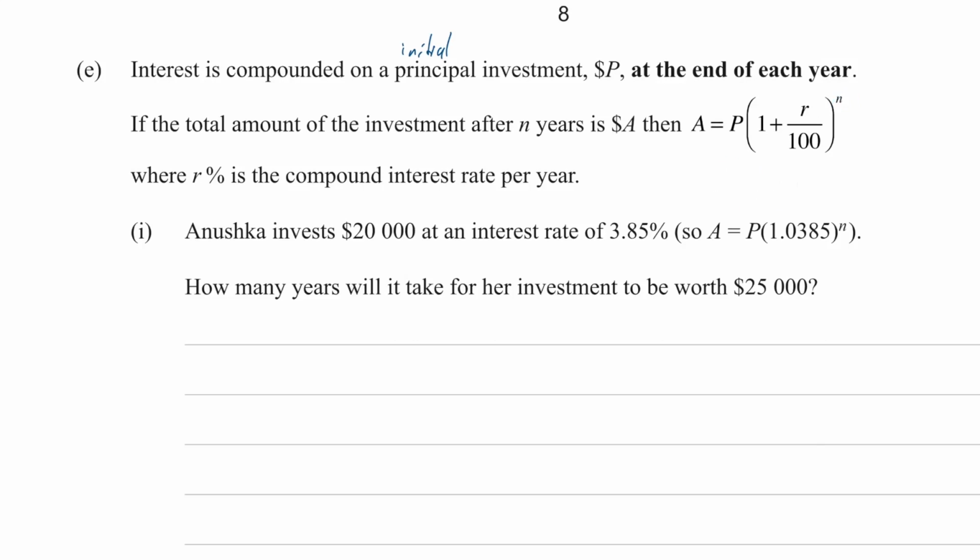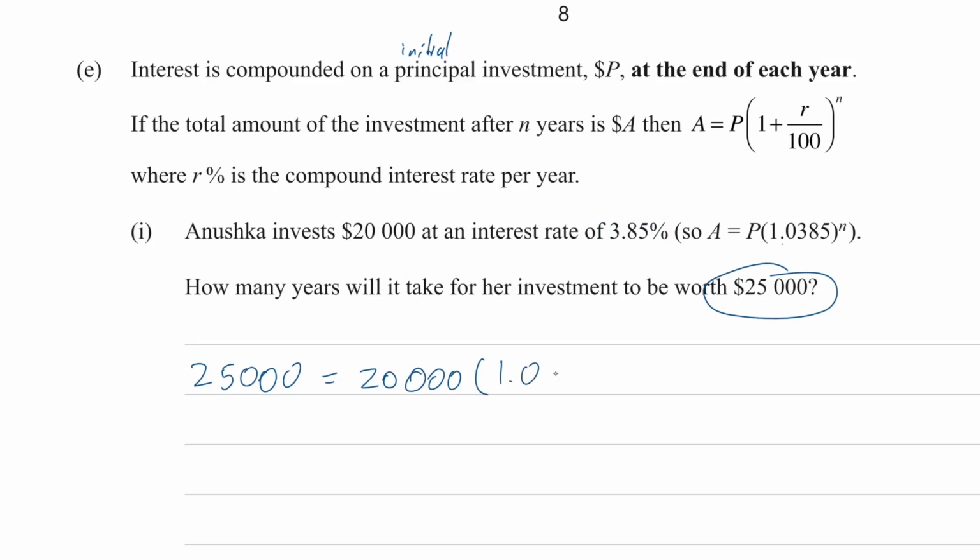Alright, so Anushka has way too much money, $20,000. So that's their principal amount. And the interest rate is 3.85%. Right, so how many years will it take for her investment to be worth $25,000? So this is the amount that we want to get, $25,000. We know her principal amount is $20,000. And we know the rate is 3.85%, which we could plug in there. Or in this case, they gave it to us as well.